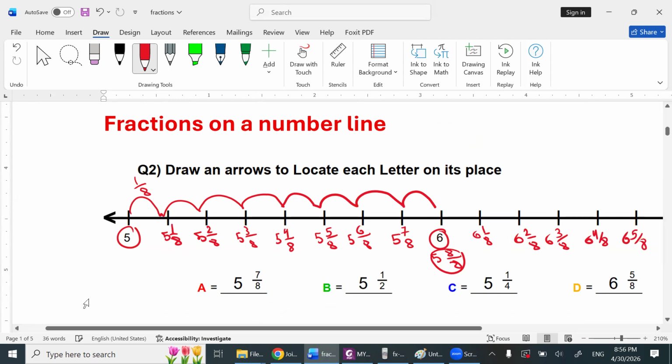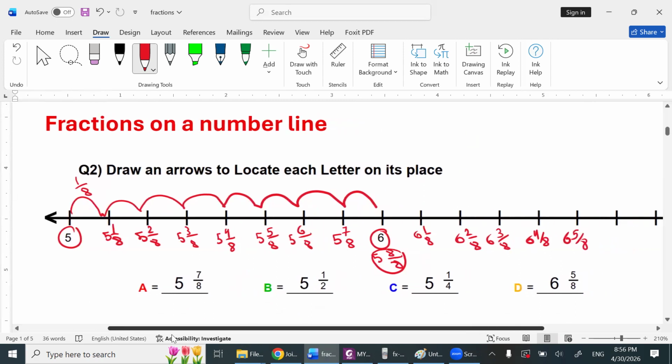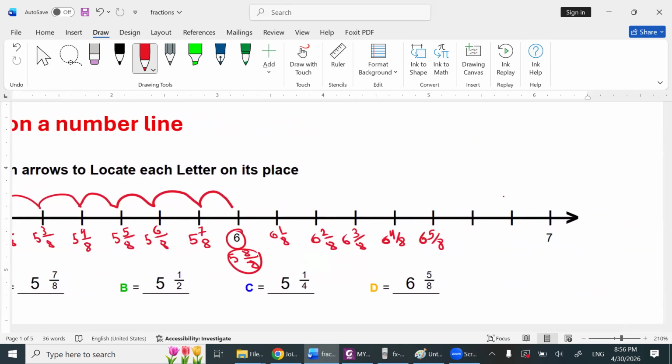And by the same method, we can complete the number line. It will be 6 and 6 over 8 and 6 and 7 over 8. The last one, 6 and 8 over 8. And by the way, 6 and 8 over 8 equals exactly 7 because 8 over 8 equals 1 whole. So 6 plus 1 whole gives you 7.